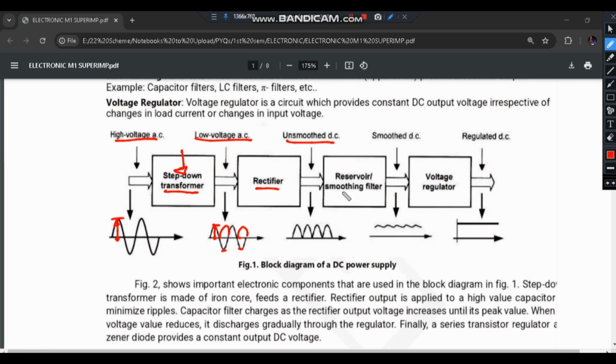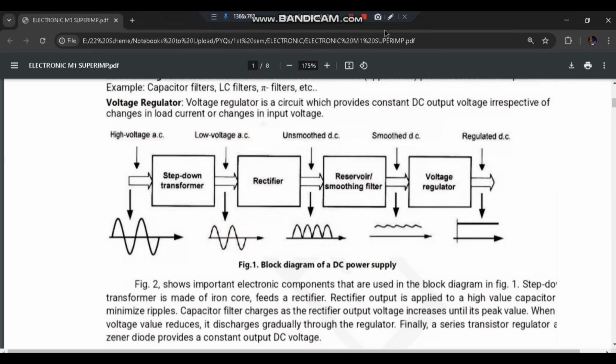After that we'll be using a filter. What does the filter do? The filter will convert these waves to a smoother wave, like a straight constant wave. That is done by the smoothing filter. And finally we have the fourth component, the voltage regulator, which converts this to a constant regulated direct current. So this is the process of a regulated power supply.